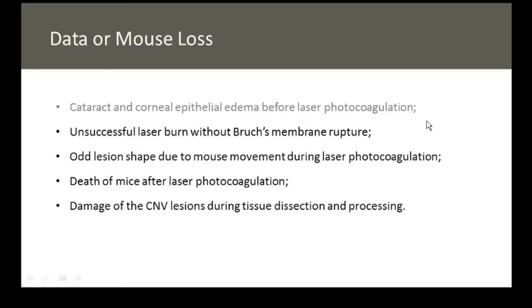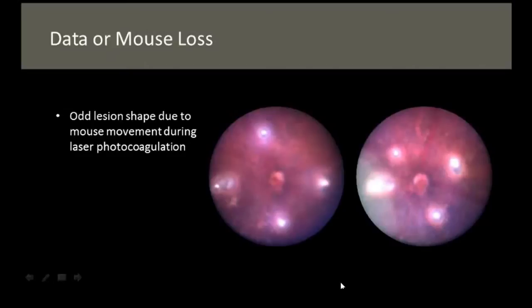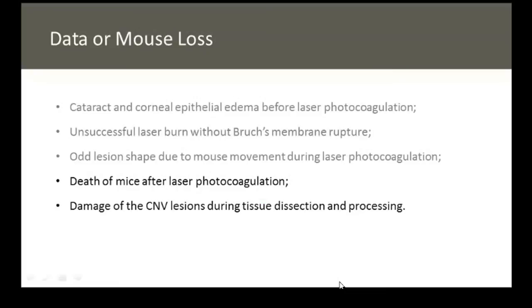Next one is the odd lesion shape due to mouse movement during laser photocoagulation. This figure shows two representative images of how these odd lesions look. These odd shapes will lead to irregular CNV lesions and inconsistent quantification of lesion area later. The other two reasons of data or mouse loss are death of mice after laser photocoagulation and damage of the CNV lesions during tissue dissection and processing.